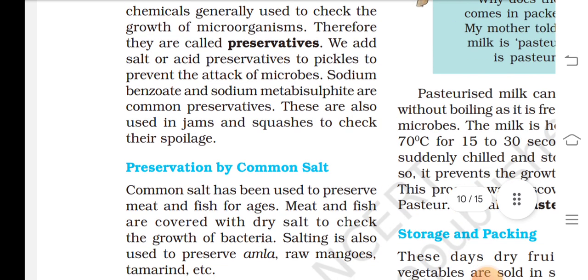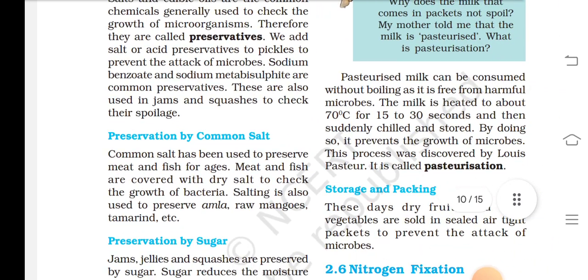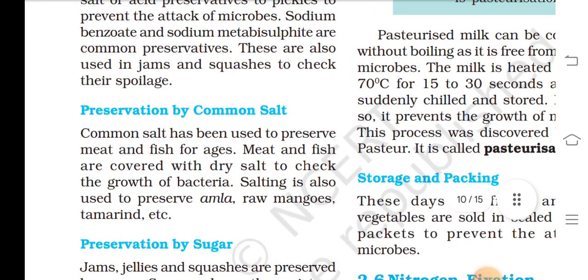We add salt or acid preservatives to prevent the attack of microorganisms. Sodium benzoate and sodium metabisulphite are common preservatives. These are also used in jams and squashes to check their spoilage.